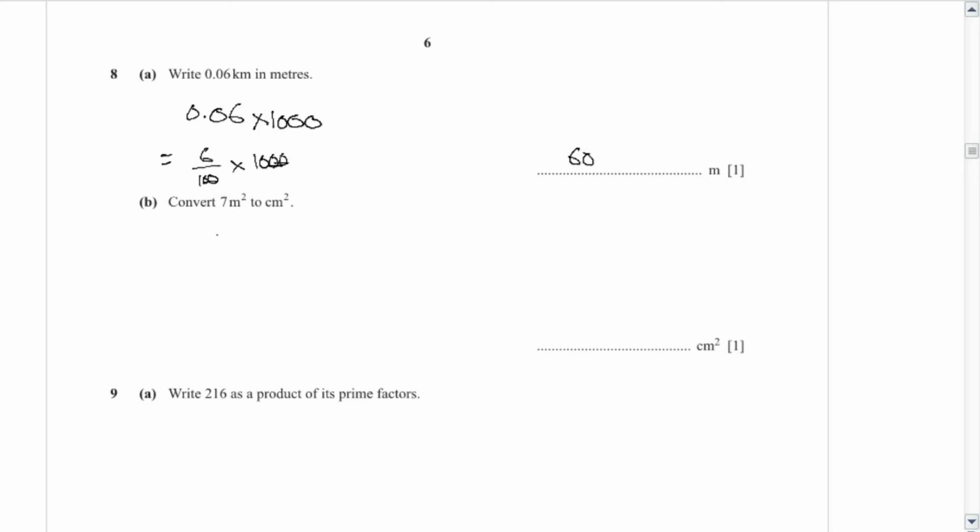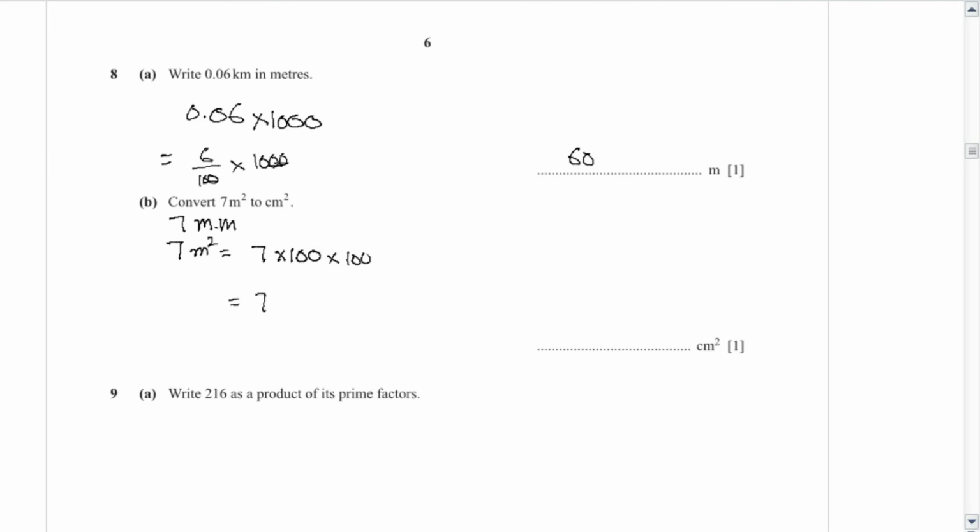Now convert 7 meter square into centimeter square. 7 meter square is equal to 7. We are converting meter into centimeter, and there are 100 centimeters in 1 meter, and we are converting a large unit into a small unit. So we multiply by 100, and it is a meter square, meter multiplied by meter, so again we will multiply by 100. So we put 100 for 1 meter and 100 for another meter, and then solve this one.